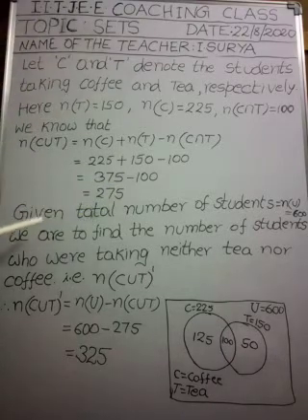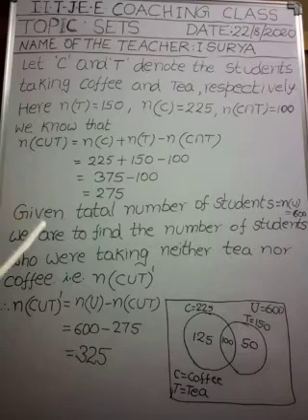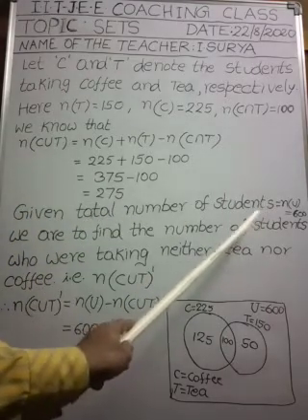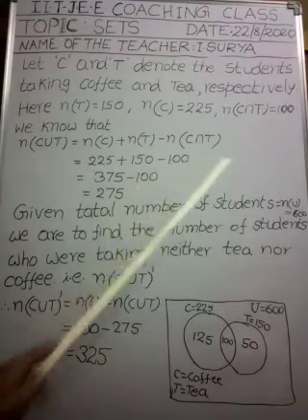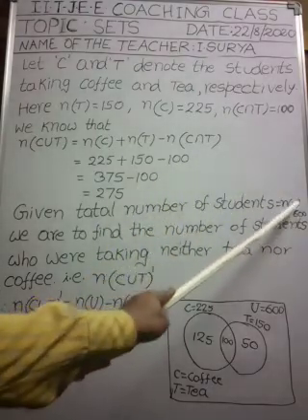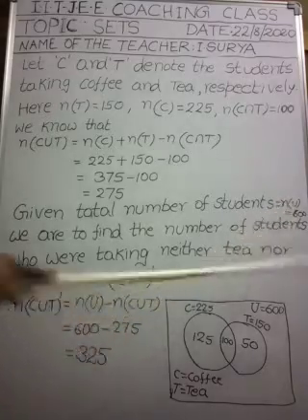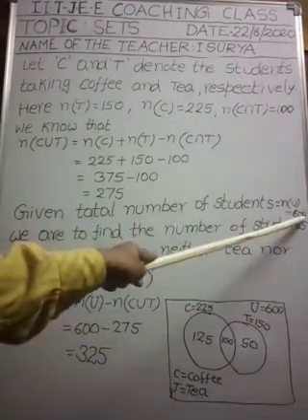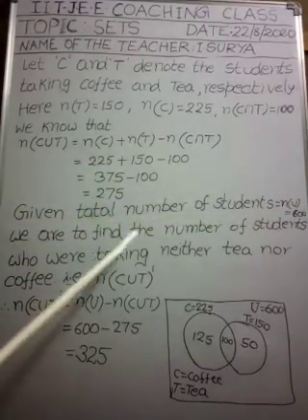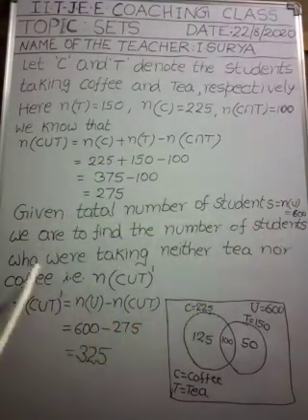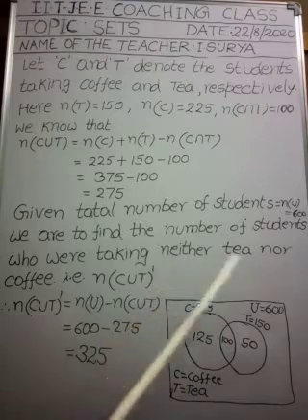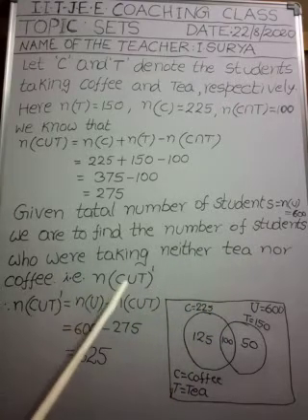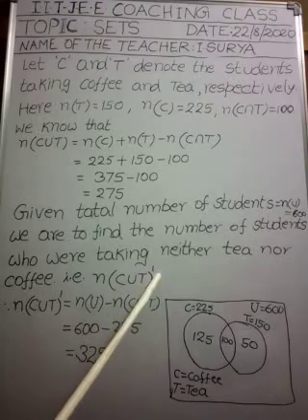Right. Again, come to the question. In the given question, total number of students. How many students are there in the class? 600. So, n of universal set is 600. Okay, my children? Right. We have to find the number of students who are taking neither tea nor coffee. That is, we have to find n of (C union T) whole dash.